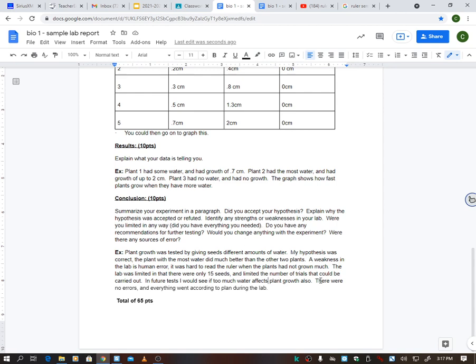Explain why my hypothesis was correct. Identify any strengths or weaknesses. A weakness in the lab is human error. It was hard to read the ruler when the plants had not grown much. Were you limited? The lab was limited in that there were only 15 seeds. Maybe I should have done more. I would have had more seeds. I could have done more trials.